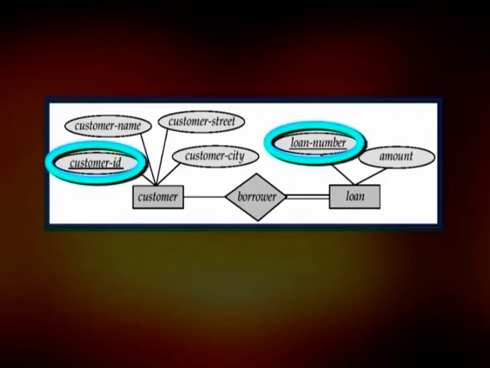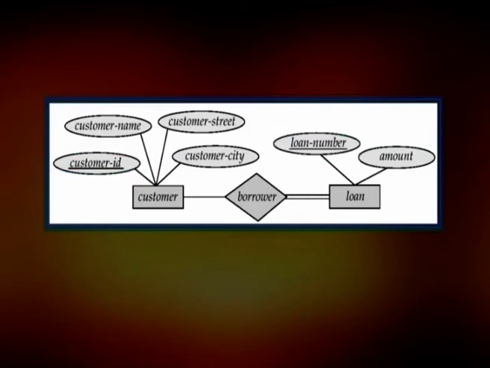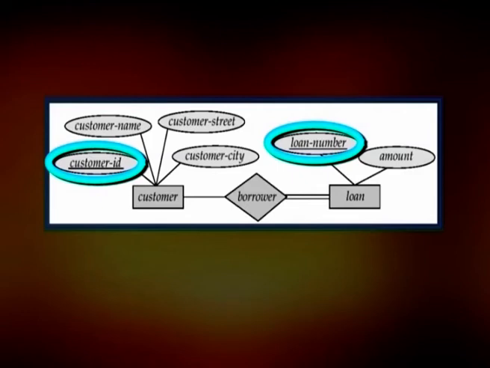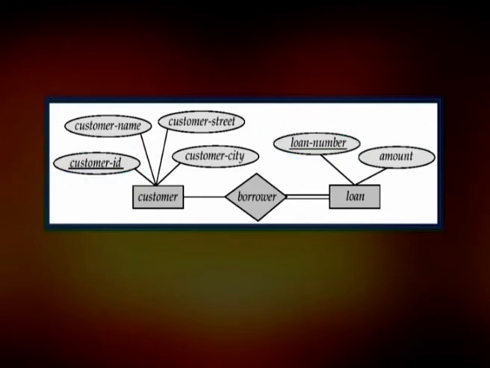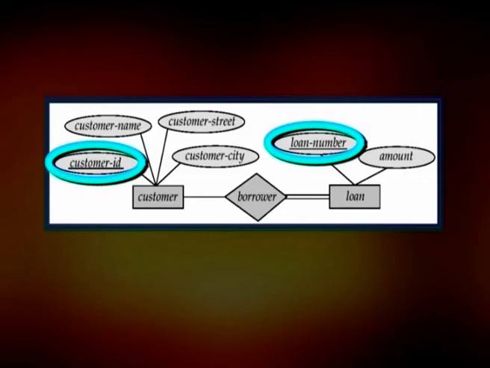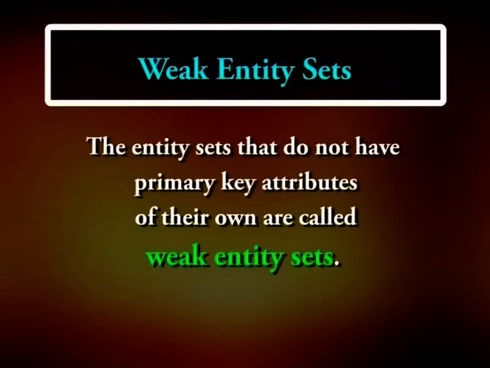Now, primary keys in an ER diagram are represented by underlined attribute. Look at the figure. In this figure, the customer underscore ID and loan underscore number are the primary keys for the entity types customer and loan respectively. That is why they have been underlined to give separate identity among attributes of its entity. Then is weak entity sets. The entity sets that do not have primary key attributes of their own are called weak entity sets.